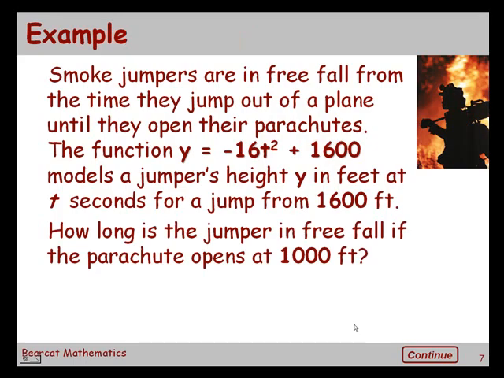According to this problem, smoke jumpers are in free fall from the time they jump out of an airplane until they open their parachutes. The function y equals negative 16t squared plus 1600 models a jumper's height y in feet at t seconds for a jump from 1600 feet. The question is, how long is the jumper in free fall if the parachute opens at 1,000 feet?